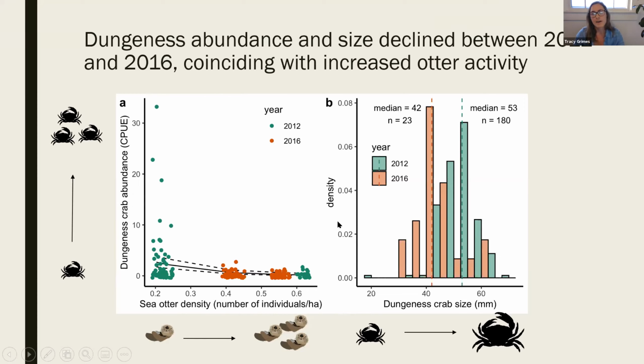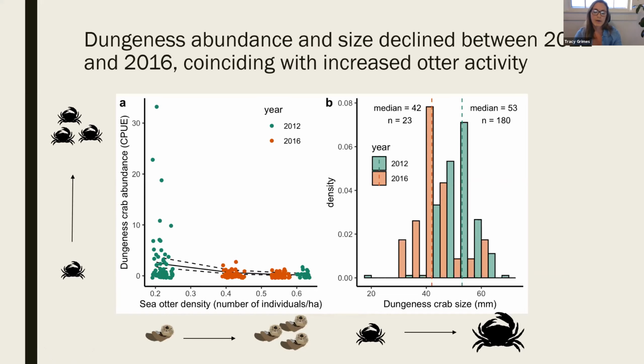We saw a similar shift in crab size. As I said, there are pretty much only juveniles in this estuary. But in 2012, the median was 53, and by 2016, this had shifted over to 42 millimeters. So we saw both a decline in abundance and size between those two time points, and it seems to have coincided or been correlated with sea otter activity in the slough.